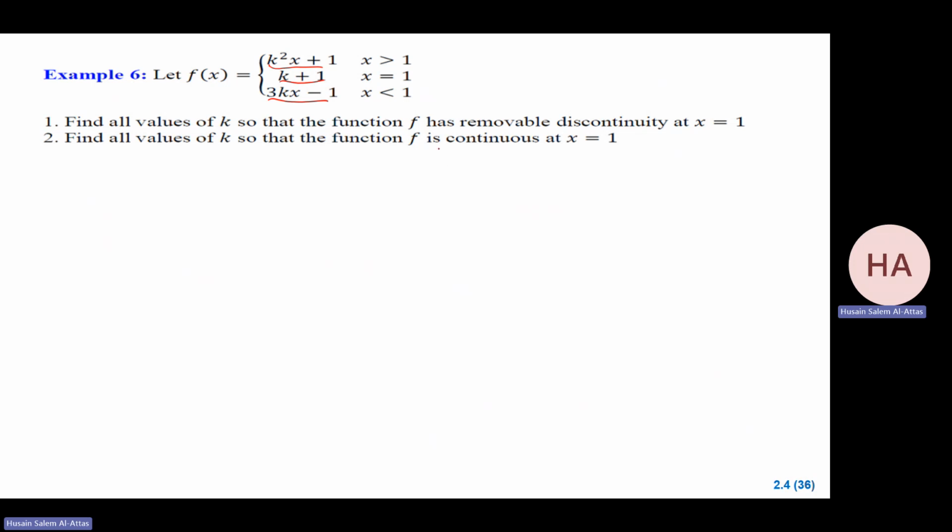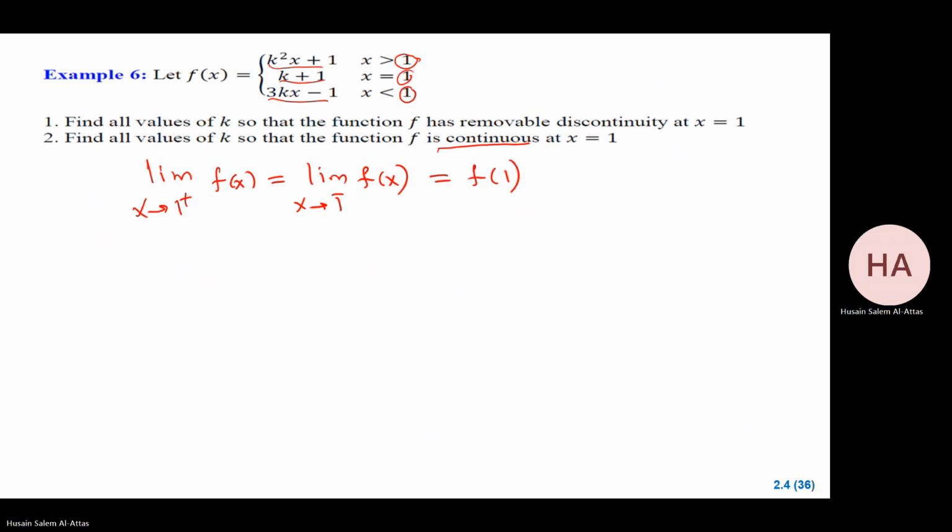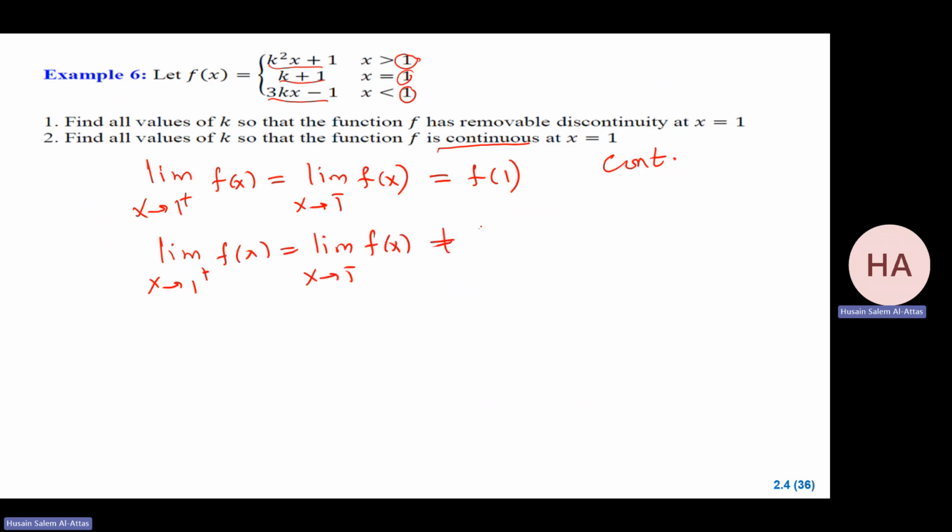Okay. To check continuity, I need to check these three things. The limit as x goes to 1 from the right equals the limit as x goes to 1 from the left, equals f of 1. That is continuity. If the limit as x goes to 1 from the right equals the limit from the left, not equal to f of 1, that is removable discontinuity.